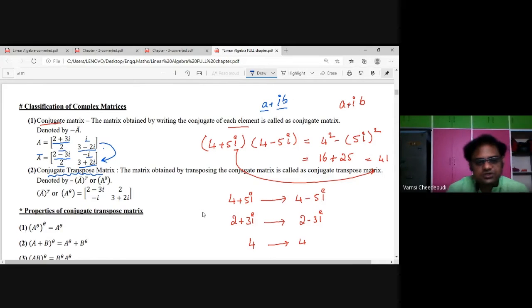That is called the conjugate transpose matrix. A bar whole transpose is called A power theta. So the first row 2 minus 3i, the first column becomes the first row.